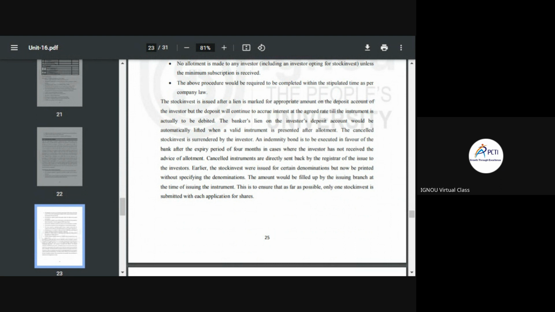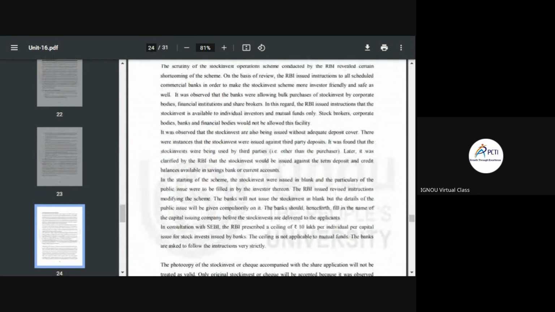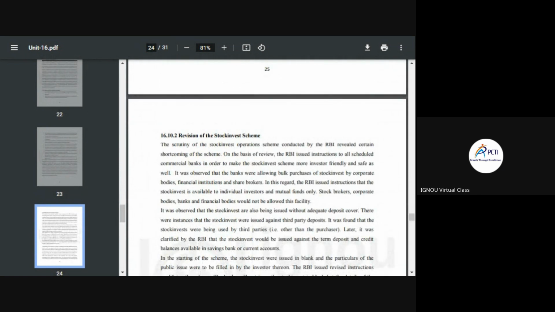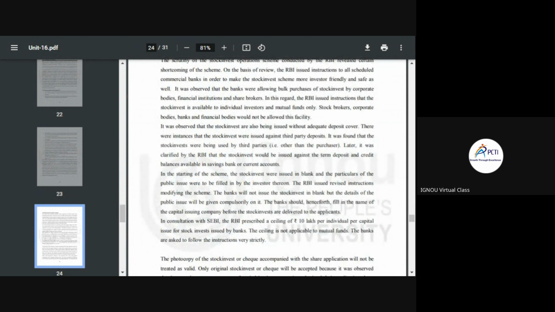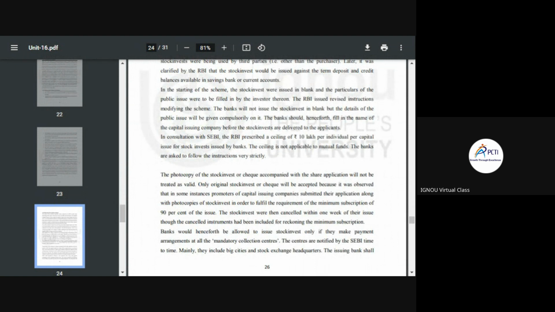And the cancelled stock invest is surrendered by the investor. Here we have the revision of a stock investment scheme. Basically, the scrutiny of the stock invest operation scheme conducted by the RBI revealed certain shortcomings of the scheme. In the starting of the scheme, the stock invests were issued in blank and the particulars of the public issue were to be filled in by the investor thereon. RBI also issued revised instructions modifying the scheme.